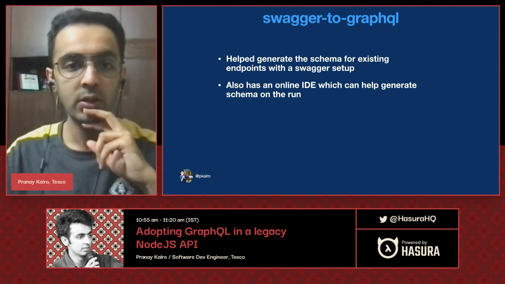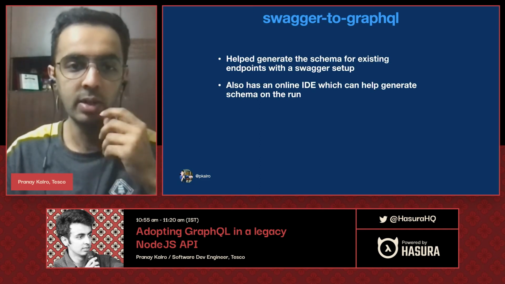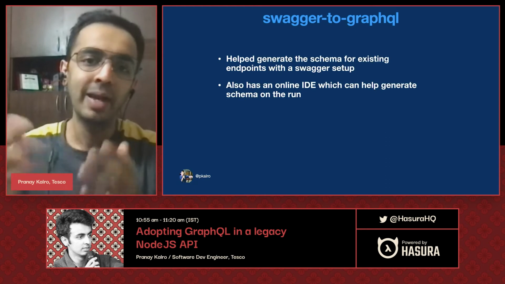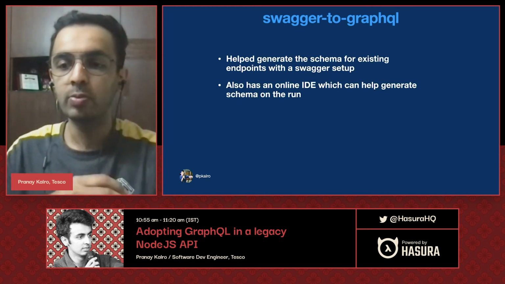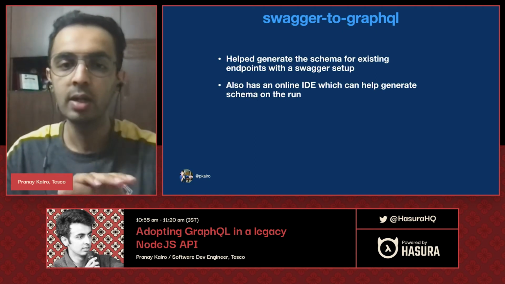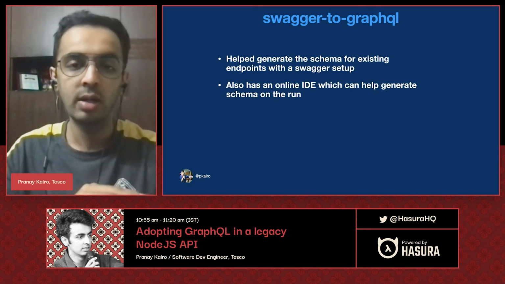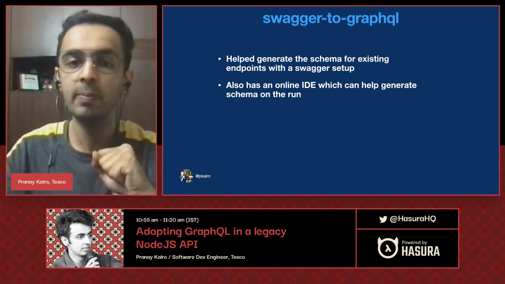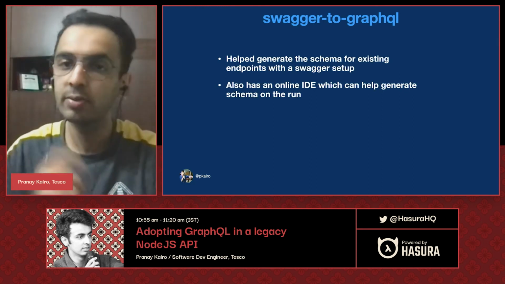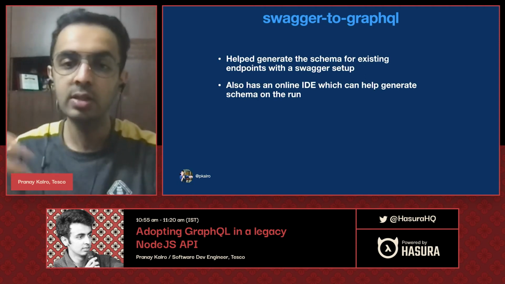So similarly, the Swagger to GraphQL npm package helped us with that. Since it was iterative, for every endpoint that we wanted to migrate to the GraphQL schema, or whose performance we wanted to improve, we first fed it through Swagger to GraphQL and generated the schema. This is one of the online IDEs that you can find, where you can just key in an existing schema and it will generate a relevant GraphQL schema for it. Swagger to GraphQL has an online IDE which you can leverage. You just upload the Swagger file and it will generate the GraphQL schema.